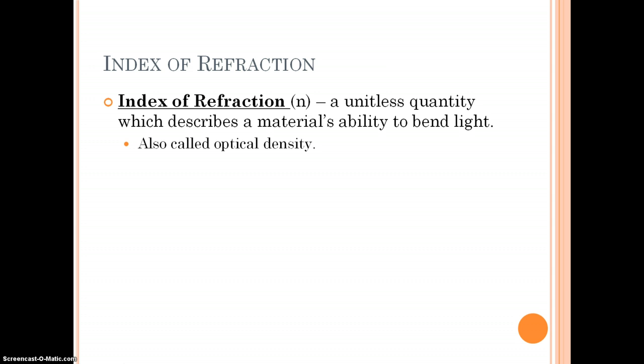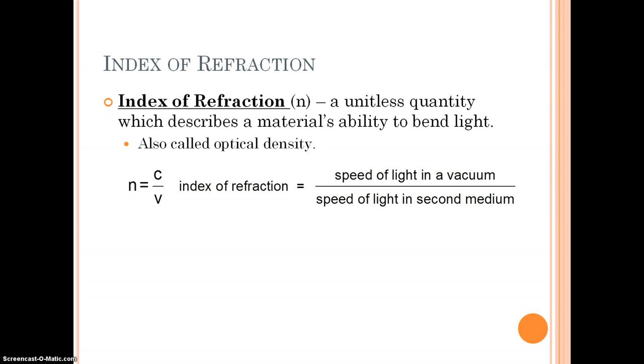I'm going to give you two equations for the index of refraction. The first one is really the most practical. You'll see this one the most. So the index of refraction is the ratio between the speed of light in a vacuum, which is 3 times 10 to the 8th meters per second, always, always, always, and the speed of light in whatever the second medium is. So kind of an interesting thing about the index of refraction is that it will not have any units because you have speed on top, speed on bottom, so the units are going to cancel out.